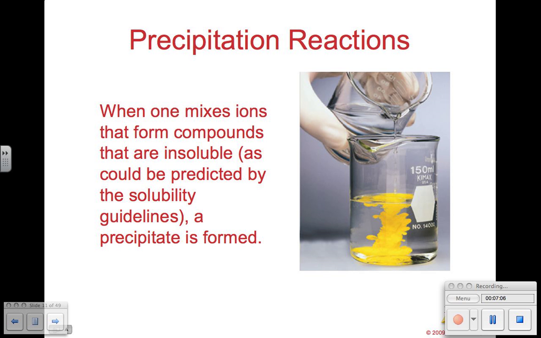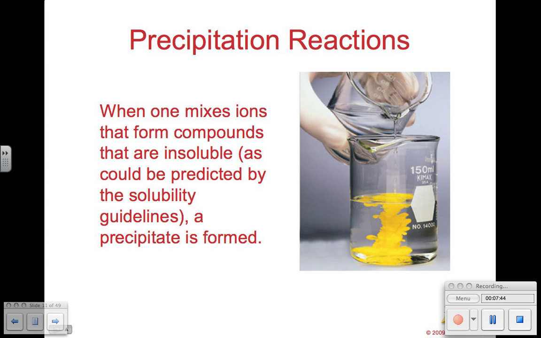The example in this picture is probably potassium iodide combining with lead nitrate, and then you get lead iodide, which is that yellow cloud that's forming. Anytime two clear solutions come together and you get something cloudy, that cloudiness is a precipitate. That's a solid, although it doesn't look like a solid. It's just kind of floating in the water. It is solid because it's no longer dissolved in solution. You can see it's eventually going to settle to the bottom. So these are all examples of something that's insoluble.